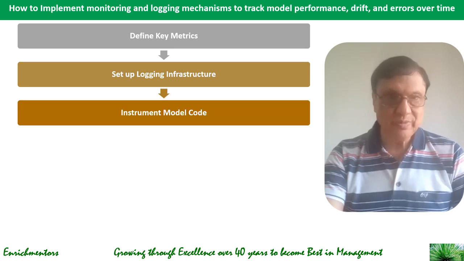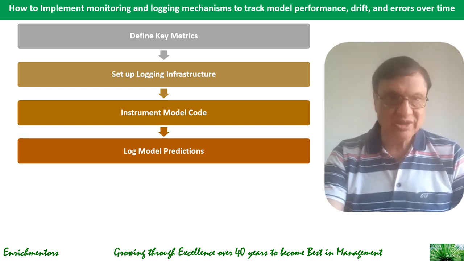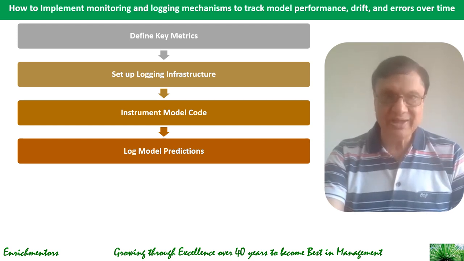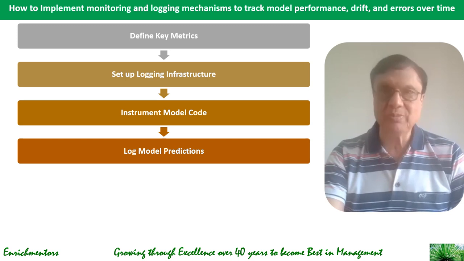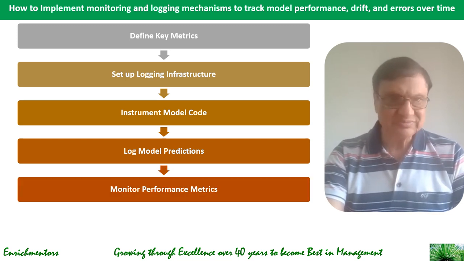Then you instrument your model code to log relevant information during model training, inference, and evaluation, and then log key metrics, input data, predictions, errors, any other relevant metadata that can help diagnose issues or monitor performance. Then you log model predictions made by the deployed model using the associated feature inputs and ground truth labels, and include timestamps and a unique identifier for each prediction.